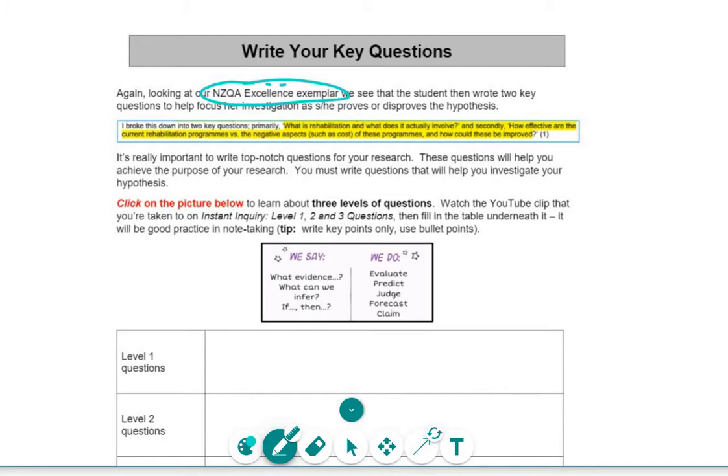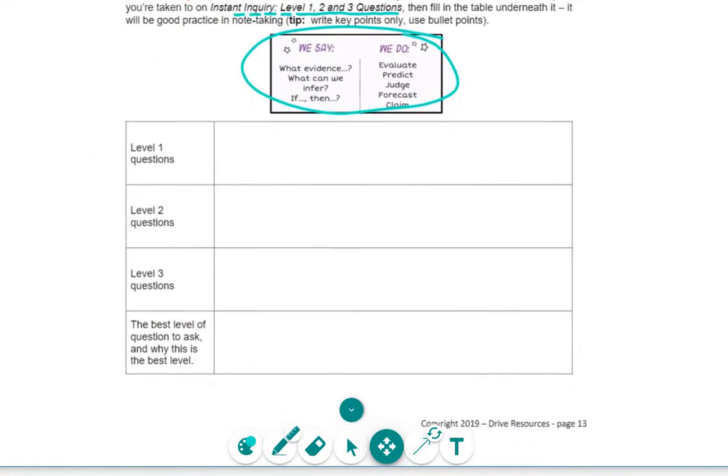It's really important to write top-notch questions for your research. These questions will help you achieve your research purpose. You must write questions that will help you investigate your hypothesis. So keep your eye on the prize. If you click this picture here, it will take you to a YouTube clip called Instant Inquiry, Level 1, 2 and 3 questions. So watch the clip and then just fill in the table here. So here is what you know about the Level 1 questions, Level 2, Level 3, and then what are the best ones and why.